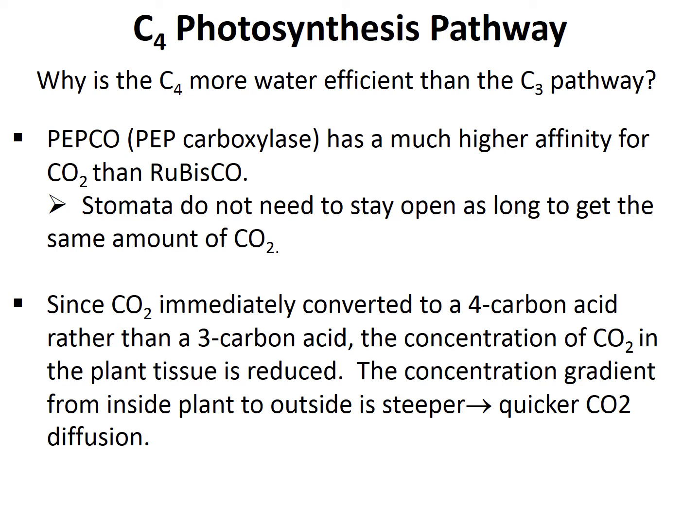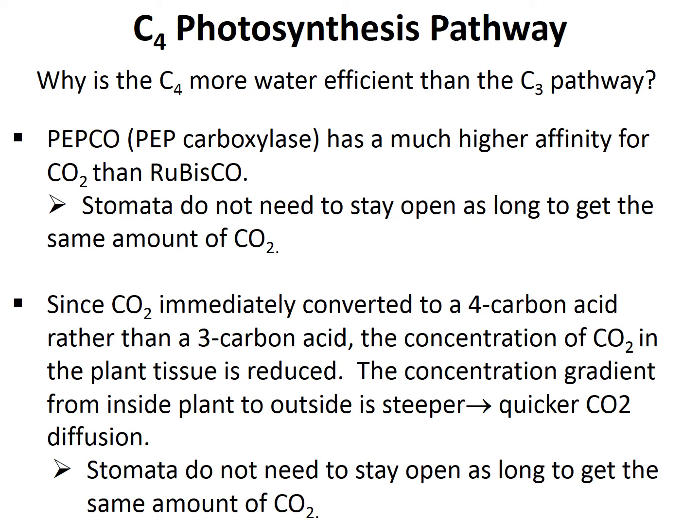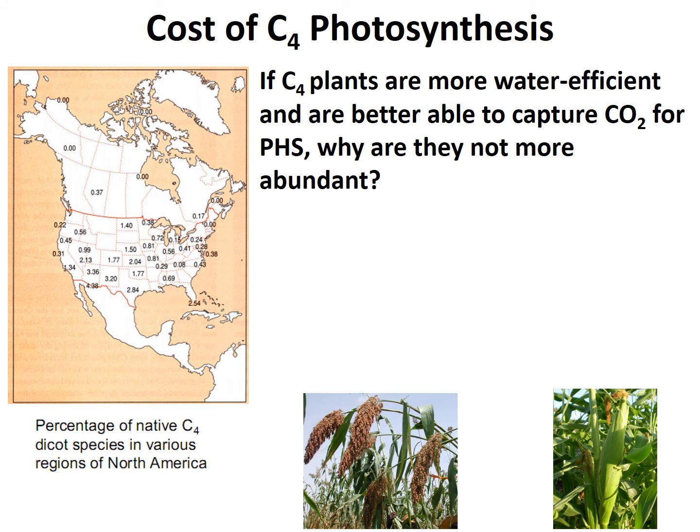Remember, this is just happening. The movement of carbon dioxide from the outside atmosphere to the inside is just going by the process of diffusion, high to low. And converting it into a 4 carbon acid makes that internal concentration of CO2 even lower. So CO2 is going to come in even quicker. The end result of this, stomata do not need to stay open as long to get the same amount of CO2. And the quicker we can close the gates for having gotten enough CO2, the more water we're going to avoid losing. Clearly, C4 plants are more water efficient, and they're better able to capture carbon dioxide for photosynthesis.